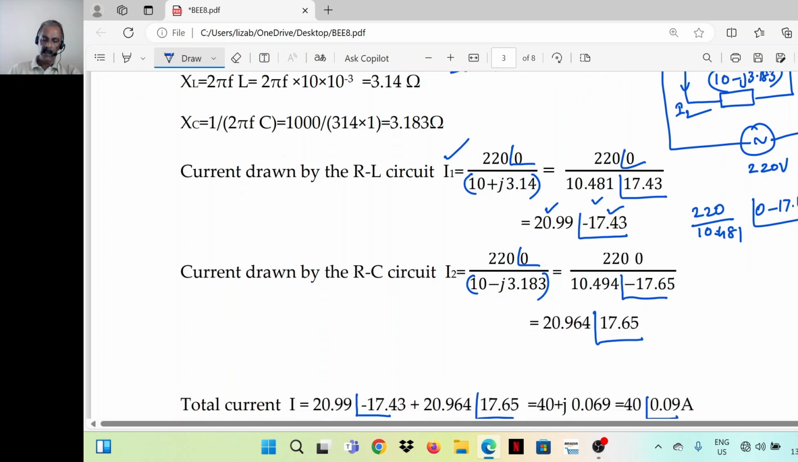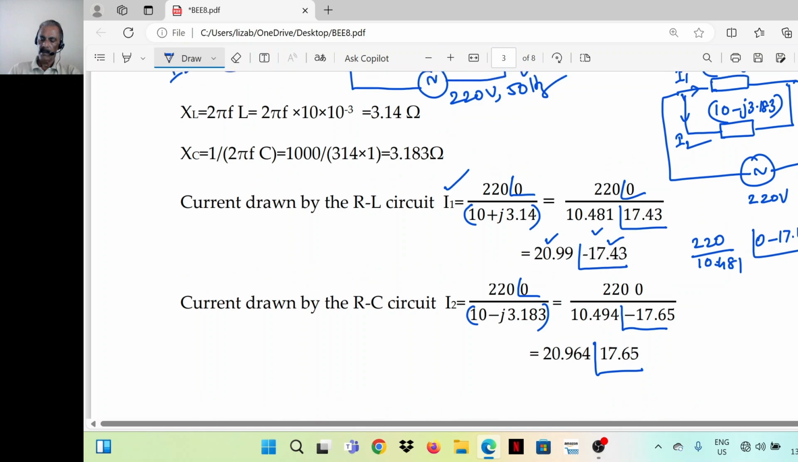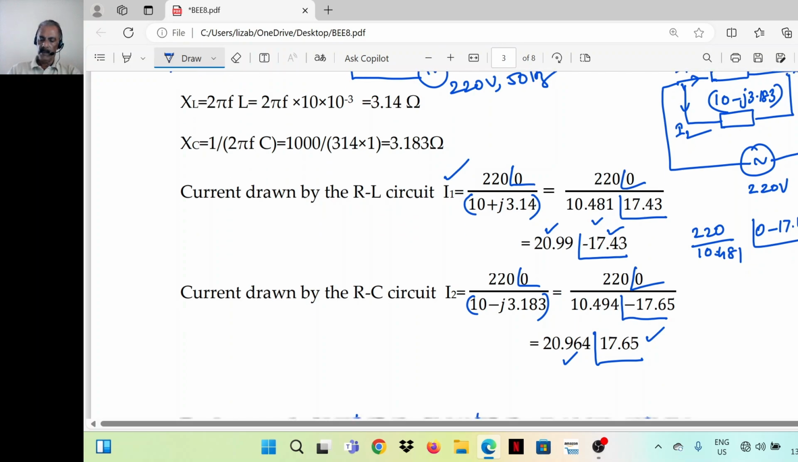Similarly, current drawn by the capacitive circuit, that is I2, second branch, is equal to 220 angle 0 divided by 10 minus j 3.183. So 220 angle 0 divided by, when this rectangular quantity is converted to polar, it is 10.494 angle minus 17.65. 220 divided by 10.494 is 20.964. Angle 0 minus minus 17.65 is plus 17.65. So these are the currents drawn.